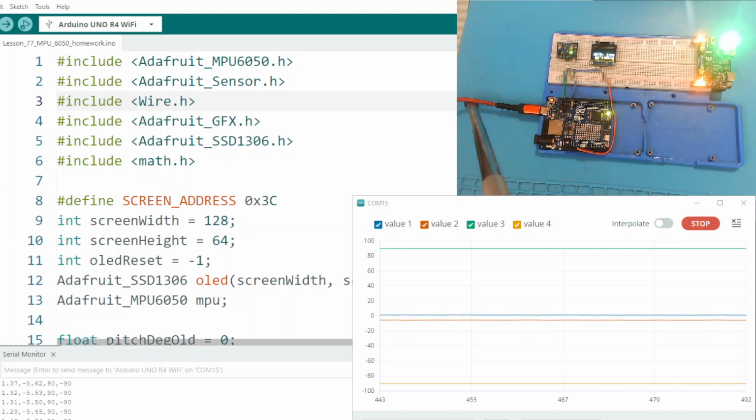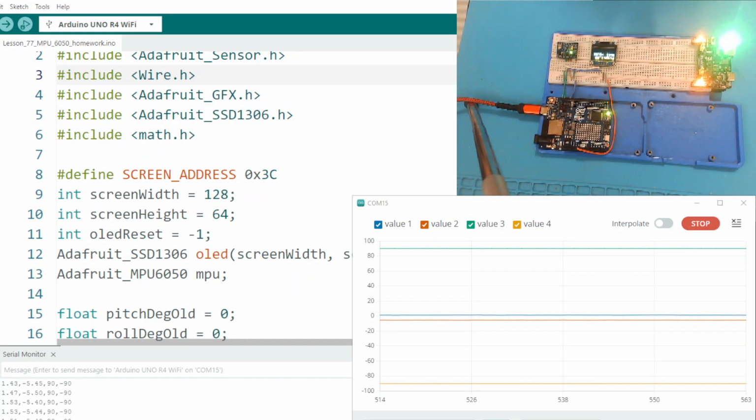This is the homework for lesson number 78 for the Arduino Uno Wi-Fi board using a MPU6050. It was actually a GY-87, but the 6050 is on board the board that came with this kit.